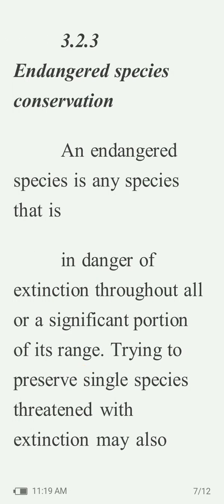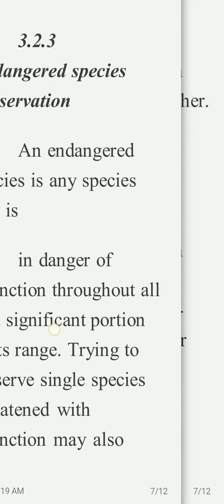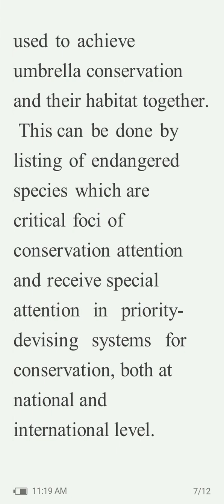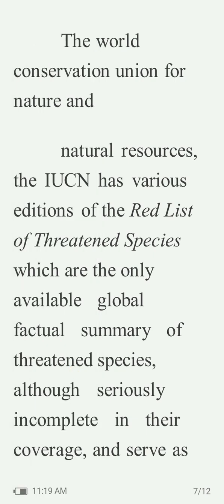So, endangered species conservation is the next topic. An endangered species is any species that is in danger of extinction throughout all or a significant portion of its range. Trying to preserve single species threatened with extinction may also be used to achieve umbrella conservation and their habitat together. This can be done by listing endangered species, which are critical foci of conservation attention and receive special attention in priority devising systems for conservation, both at national and international level.